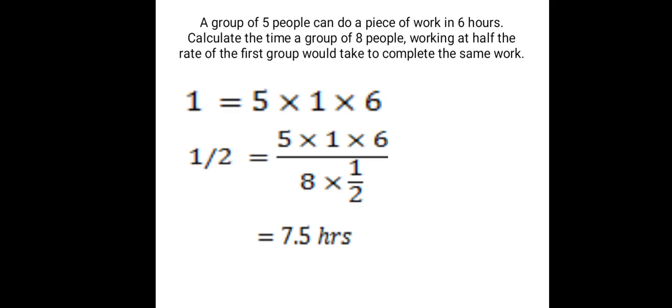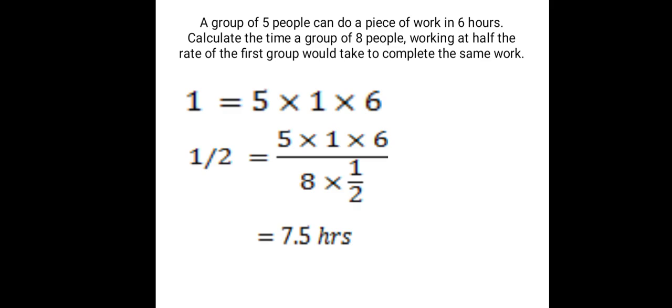A group of 5 people can do a piece of work in 6 hours. Calculate the time a group of 8 people, working at half the rate of the first group, will take to complete the same work. Now, if the first group is working at a rate, let's say 1, the work they are doing is 5 times 1 times 6.